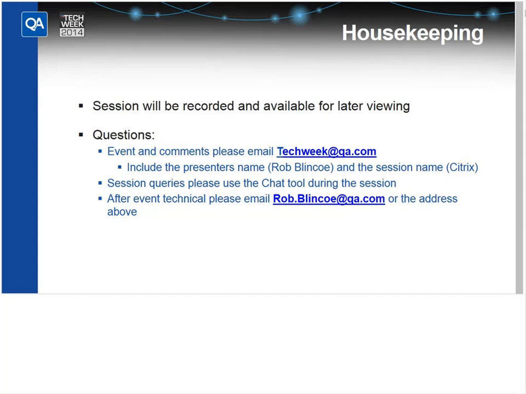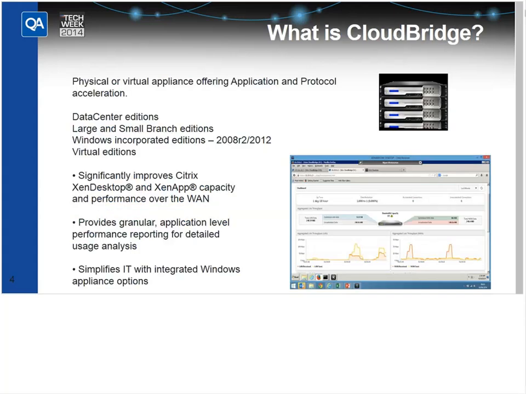Okay. So our first couple of points then, what I thought I'd like to start off with really is what CloudBridge is and how CloudBridge works, really what benefit we have by implementing CloudBridge in a Citrix implementation. So as you can see from the slide, it's a physical or virtual appliance offering application and protocol acceleration.